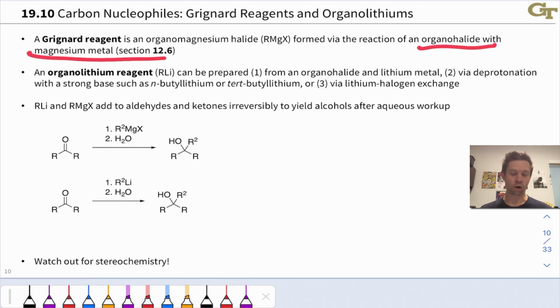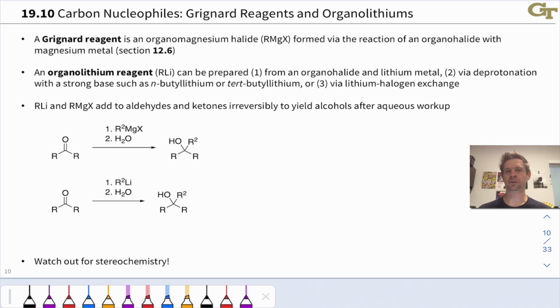So we take RX and we simply treat it with magnesium metal, often in an ethereal solvent like THF or diethyl ether, and the result is the organomagnesium halide in that ethereal solution, and we can often add our electrophile directly to that solution of the Grignard reagent.